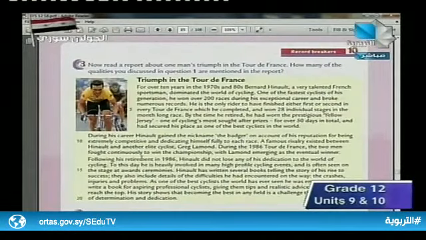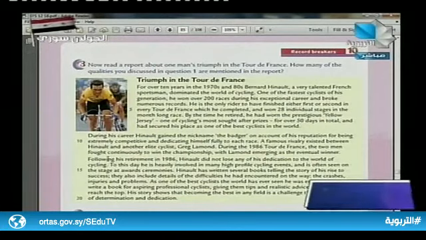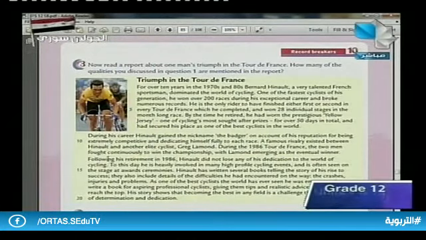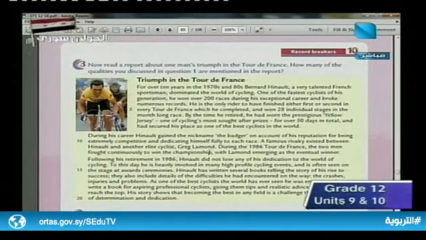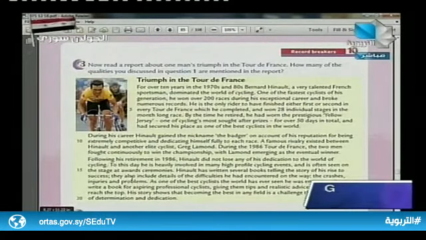And Greg Lamont was the winner. Good. After this, Hinault retired from cycling as a cyclist, but he continued to work in the world of cycling. Like what, Mr. Mazin? Yes, he is heavily involved in many high-profile cycling events, and is often seen on the stage at award ceremonies.